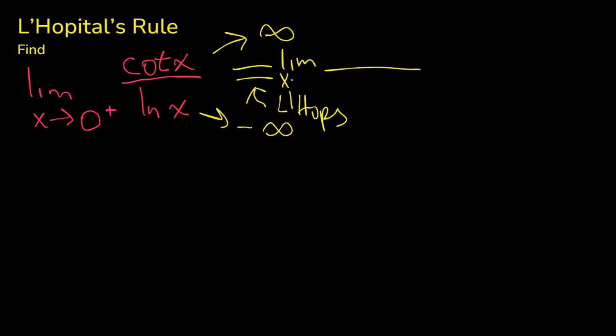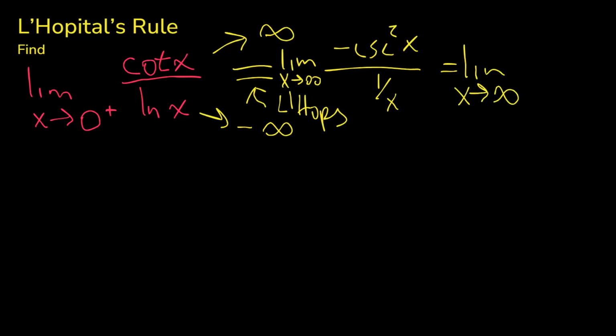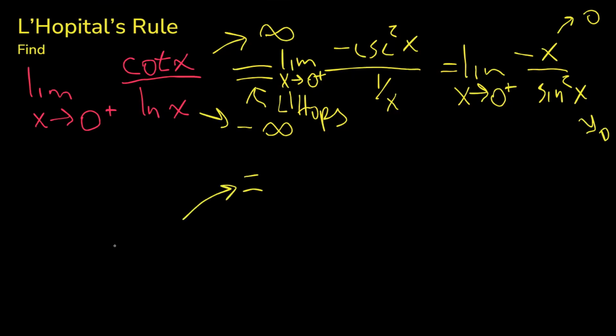L'Hopital's rule here. Now we could simplify this a little bit. We could rewrite cosecant in terms of sine and rewrite that as sine squared x, and 1 over x multiplied by the reciprocal would give us x, and that's still negative in the numerator. As x approaches 0 from the right, I realize I wrote infinity there, but it's 0 to the right. In this case, as x approaches 0 from the right, the numerator and denominator, again, both approach 0. So we could use L'Hopital's rule again.